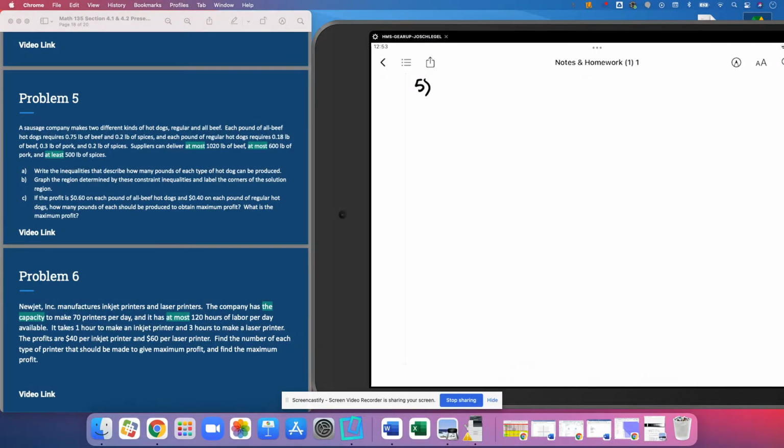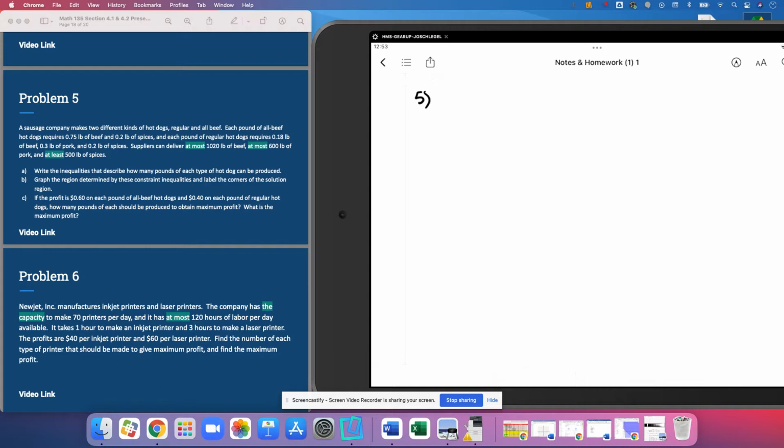For problem 5, we have a sausage company that makes two different kinds of hot dogs, regular and all beef. Each pound of all beef hot dogs requires 0.75 pounds of beef and 0.2 pounds of spice, and each pound of regular hot dogs requires 0.18 pounds of beef, 0.3 pounds of pork, and 0.2 pounds of spice. Suppliers can deliver at most 1,020 pounds of beef, 600 pounds of pork, and at least 500 pounds of spices.